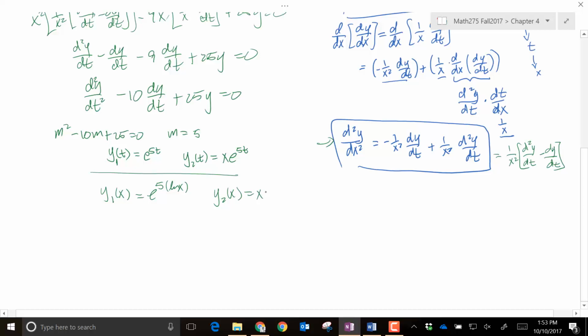Wait, there's an x in there? This should be a t. Yeah, sorry. So this is ln x, e to the 5 times ln x. All right, if you can somehow remember your ln properties, this would be x to the 5th. And y2 is going to be x to the 5th ln x.